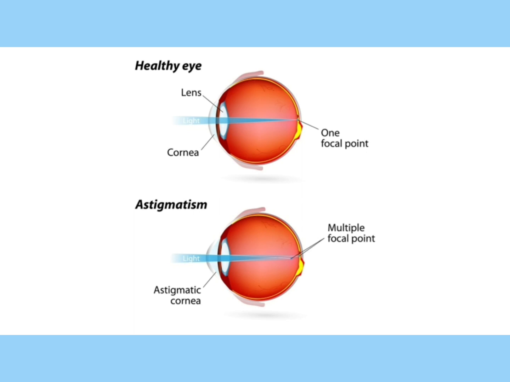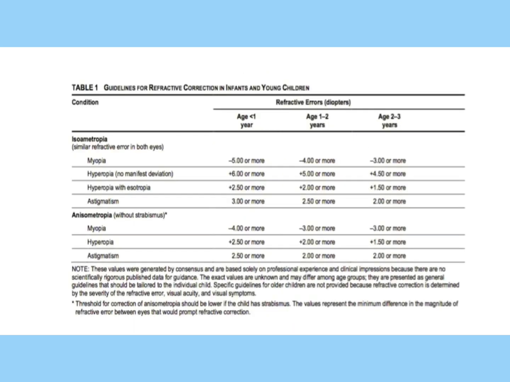Okay. And in case of astigmatism, where there are multiple focusing points, you can give full correction of astigmatism. But if spherical error as well as astigmatic error is there, depending on the amount of spherical error, you decide what you are going to give. Okay, I will show you. This is the overall guideline for pediatric glass prescription, but it also varies from country to country, region to region.